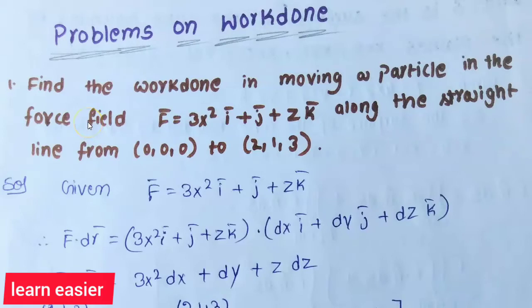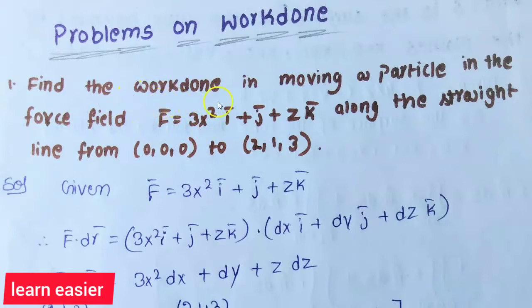Hi guys, today we will solve problems based on work done. Here is the first problem. Find the work done in moving a particle in the force field F bar equal to 3x square I bar plus J bar plus zK bar along the straight line from (0, 0, 0) to (2, 1, 3), and we have to find the work done.